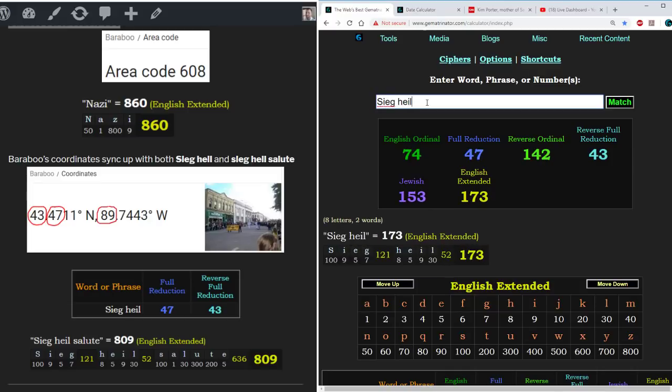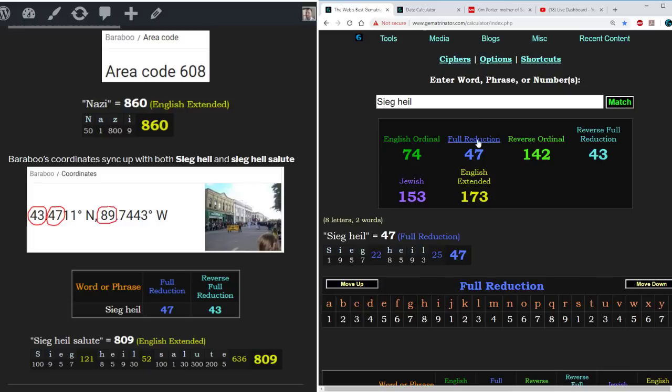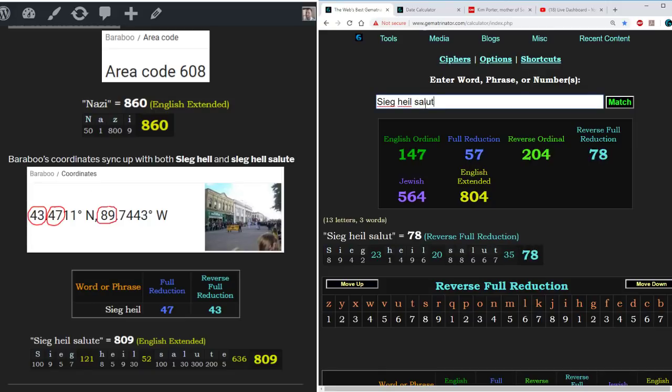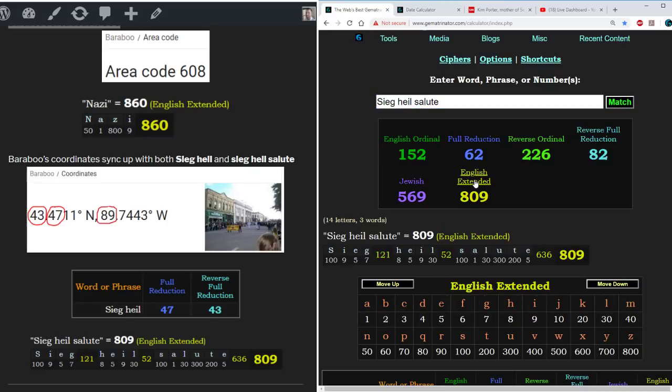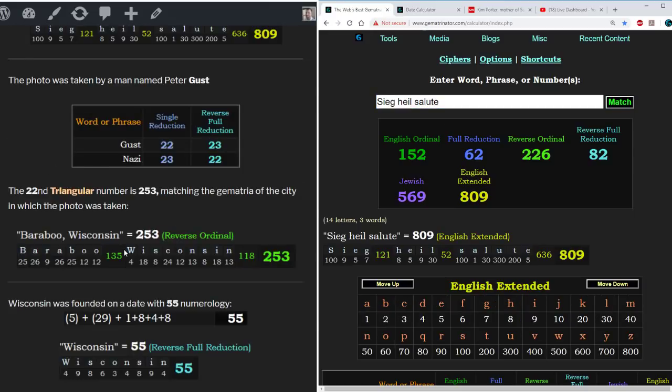This salute is called Sieg Heil. Notice how Sieg Heil equals 47 and 43 in the reduction methods. Check out Baraboo's coordinates, 43.47 north. What about the fact that it's on the 89th meridian west? Sieg Heil salute equals 809 in English extended gematria.